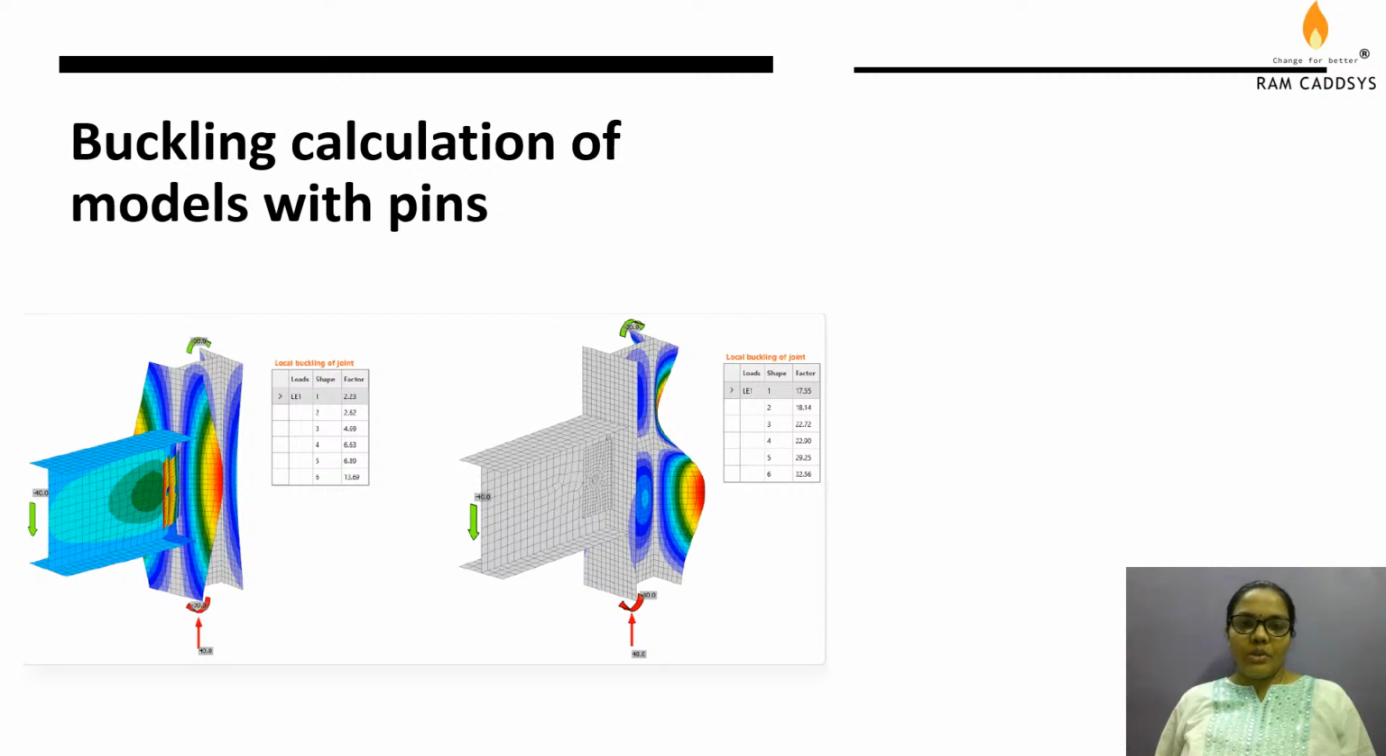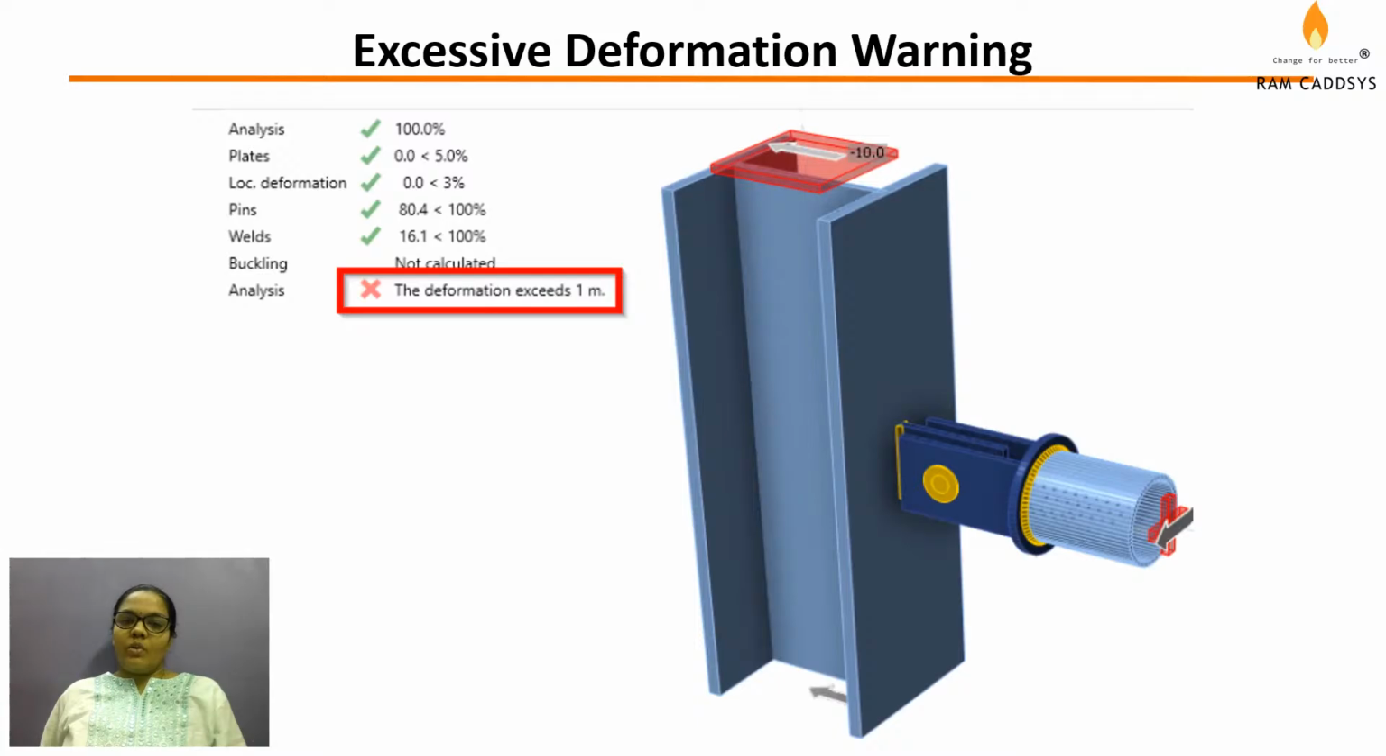Buckling analysis improved in the pinned connections. Now it can model the rotational stiffness and boundary conditions more accurately, which reflects real bolt joint behavior. It also improves the reliability and accuracy, which can be useful for stability assessments. The software now alerts you if the deformation goes beyond 1 meter. So even if the code check passes, it will identify unrealistic models with deformation warnings.